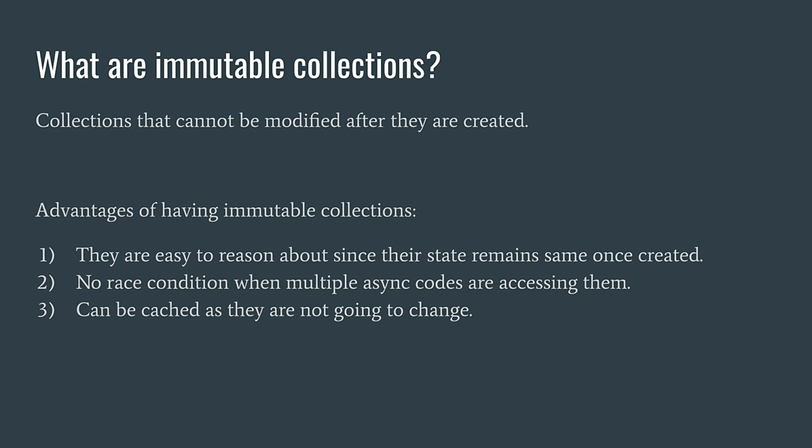Advantages of having immutable collections. They are easy to reason about since their state remains the same once created. That means if you create an immutable list, it is not going to change its state throughout the life cycle of its availability. No race condition when multiple async codes are accessing them. If you are trying to access it through multiple threads, it cannot be modified and you won't have any race conditions. Caching. Since the list cannot be modified, it can be cached and hence there can be an improvement in performance.